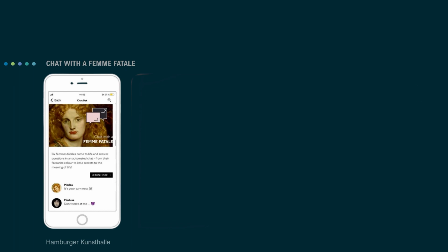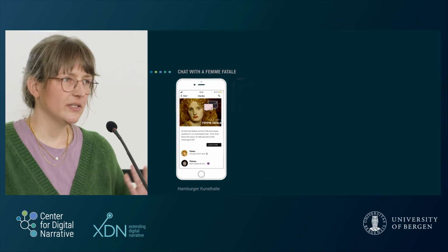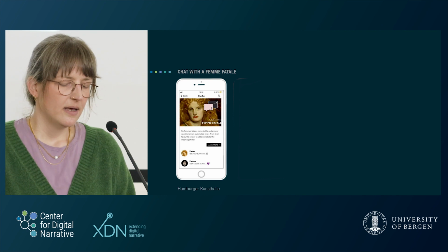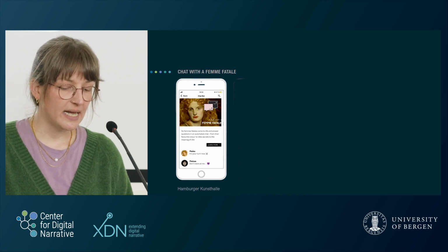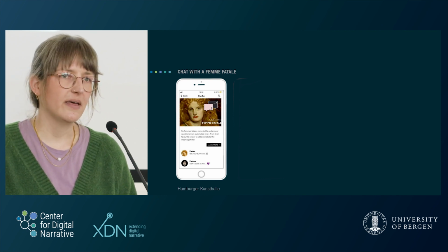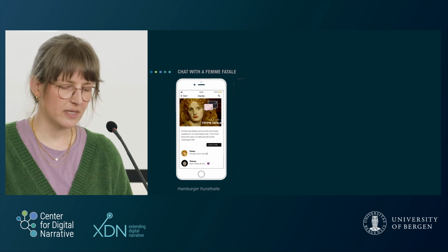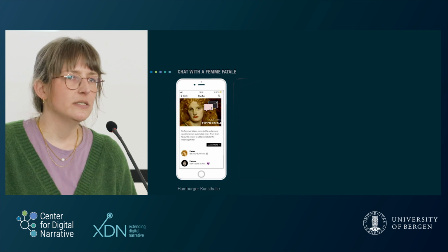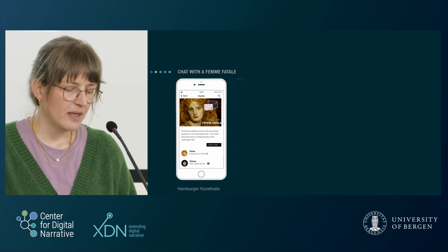A totally different take on AI-based historical figure chatbots is this application, which unfortunately I couldn't try out, but I read up on it quite a bit, with a strong female-centric focus this time. This is quite a unique blend of art, technology, and education, I would say, and it relates to the Femme Fatale: Gaze, Power, Gender exhibition at the Hamburger Kunsthalle in Germany, an art museum, which ran from December 2022 to April 2023.